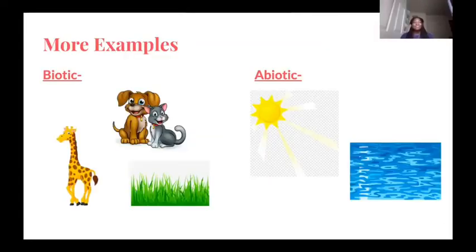Some more examples, we have any kind of animals, like I said, like any dogs or cats that you might have in your house, giraffes, because they're animals. And then another thing is grass, because it is living, it is biotic. And then other things that are abiotic are sunlight and water, and also air. Just because you can't touch sunlight or touch air necessarily doesn't mean that it isn't abiotic.